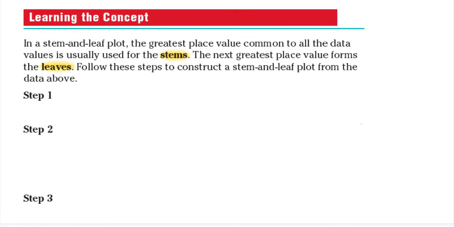Again, the greatest place value common to all the data values is what we use for the stems. The next greatest place value forms the leaves. So after we get the greatest place value, the next greatest place value will form our leaves. Follow these steps to construct a stem and leaf plot from the data we just had.